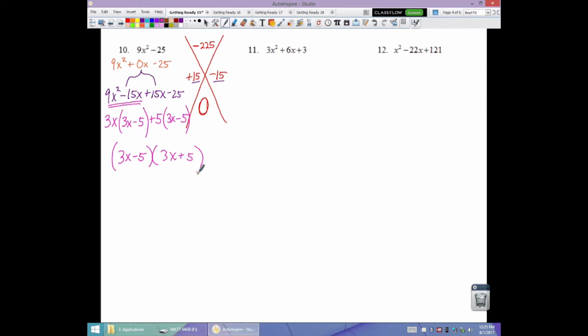Now, that did seem to be sort of tricky, difficult. So how could you have recognized this 9x squared minus 25 as the difference of 2 squares earlier? Again, it is a binomial. We have only learned 2 methods to factor binomials.